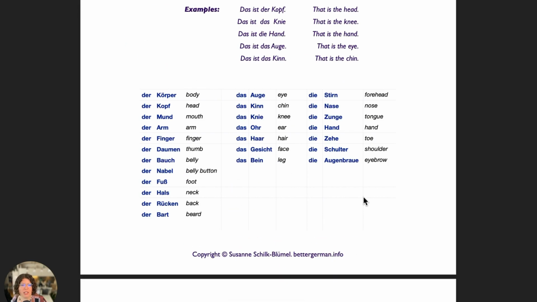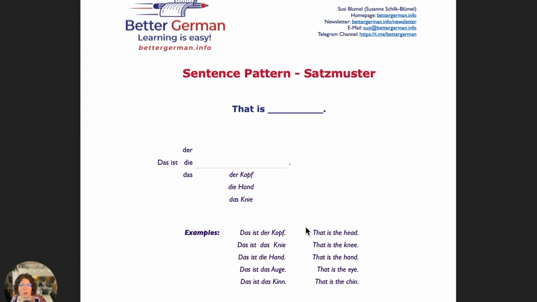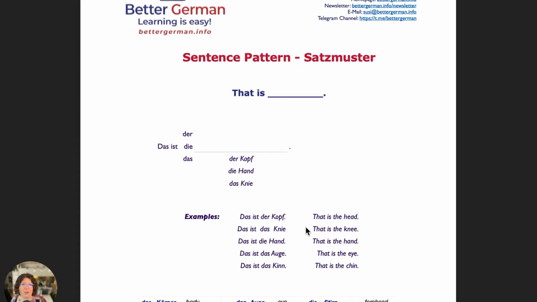Good. This was this episode about this first sentence pattern, the sentence pattern that is, and we were also practicing the body parts. It was a pleasure to do this, and I hope to see you in the next episode, which is coming out next Thursday. And the next episode is actually about how much grammar we need when we learn German.